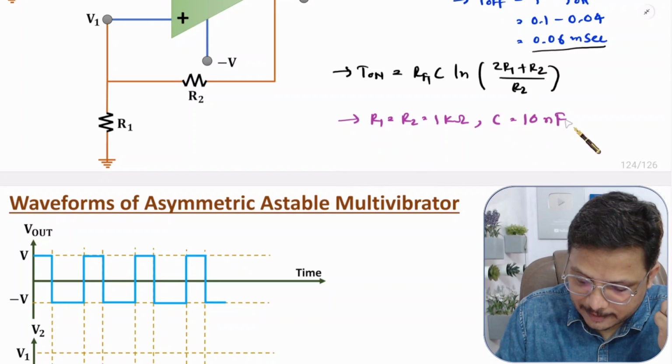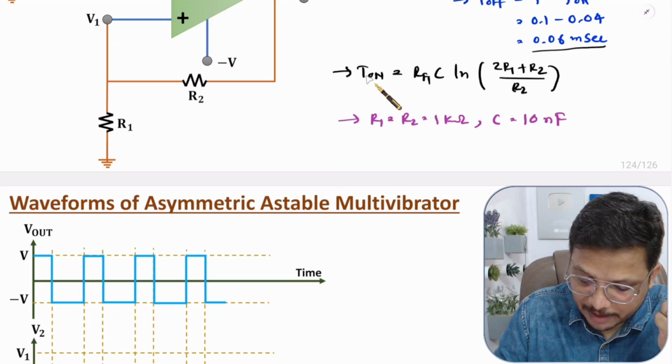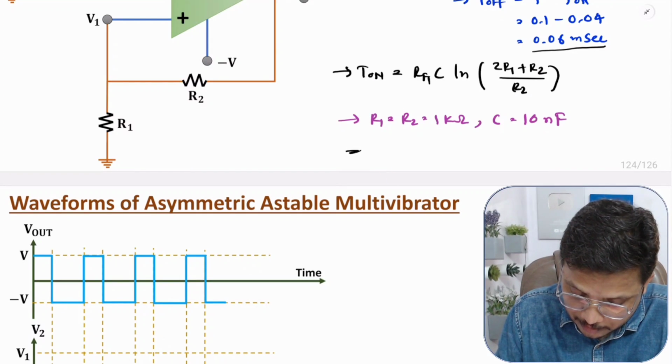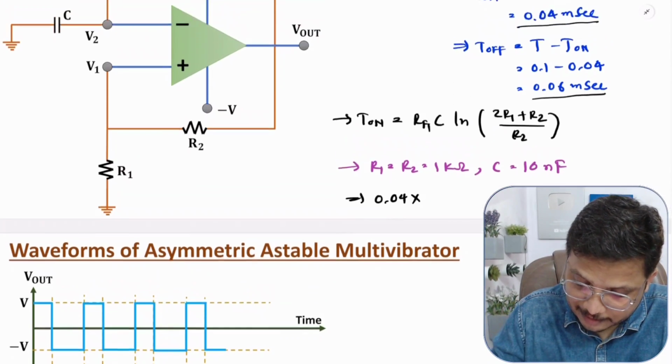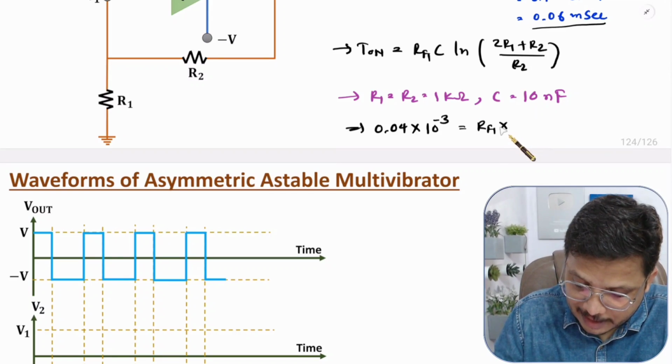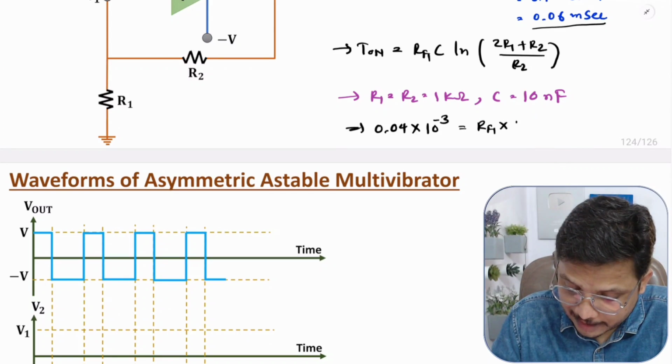So based on this, one can calculate the value of Rf1. The reason is T on that we have, right? So let us substitute the values. Here T on is 0.04 millisecond, that we have calculated, and that equals Rf1 that we need to find. The value of C that we have assumed is 10 nano.